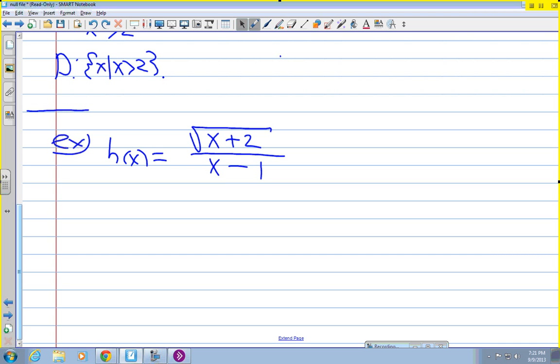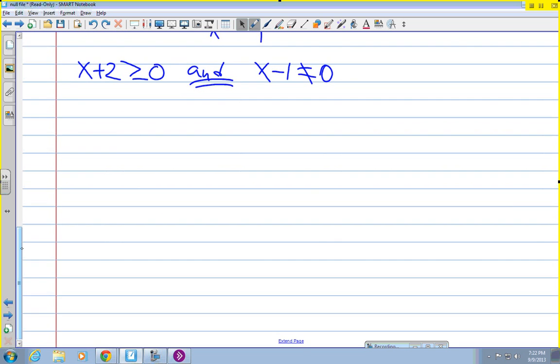Let's just focus on the square root. Greater than or equal to 0. Yeah, so to make the square root happy, x plus 2 has to be greater than or equal to 0. But at the same time, I have to make my denominator happy. So, and x minus 1 cannot equal 0. Right? So there are two things that are working against me right now. The square root has to be happy, and the denominator cannot be 0.